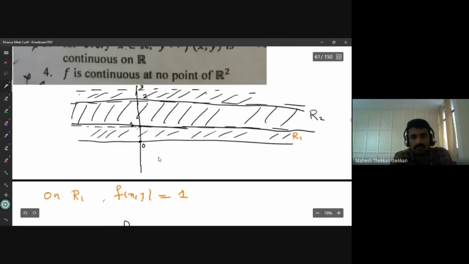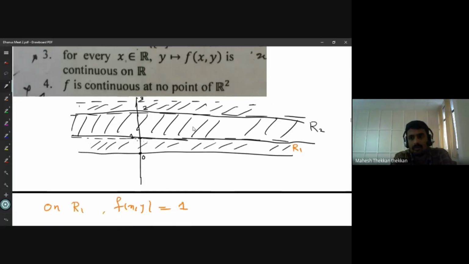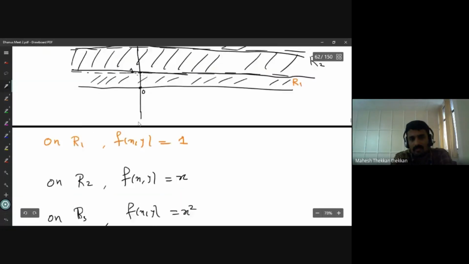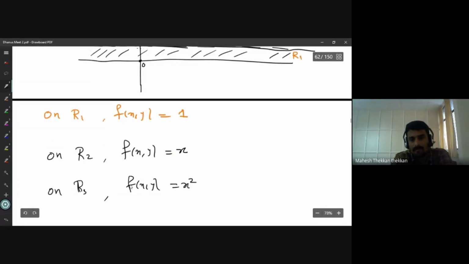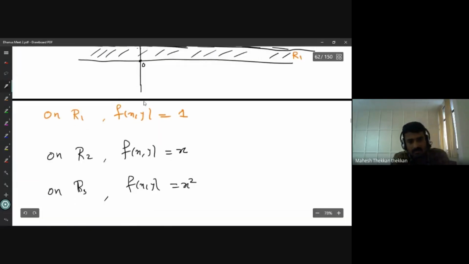So what about the continuity now? What about the continuity on the line y equal to 2? On the line y equal to 2, what will be the function value? If I take any point from here, somewhere, say (1, 2), I am taking a point somewhere here, (1, 2). What is your function value at (1, 2)?